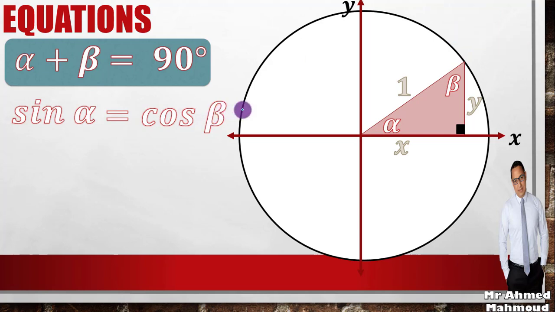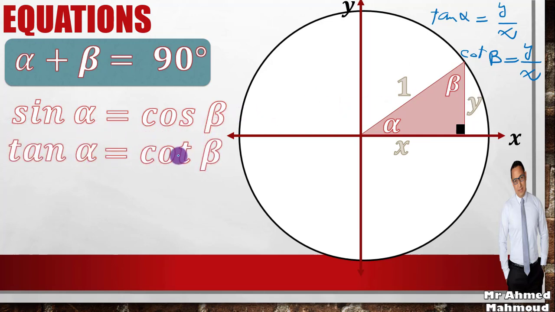Now tan alpha equals y over x. And cotan beta equals adjacent over opposite, y over x. So tan alpha equals cotan beta. This is the second relation: tan alpha equals cotan beta.